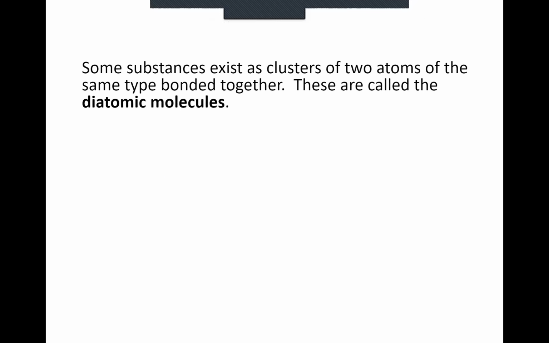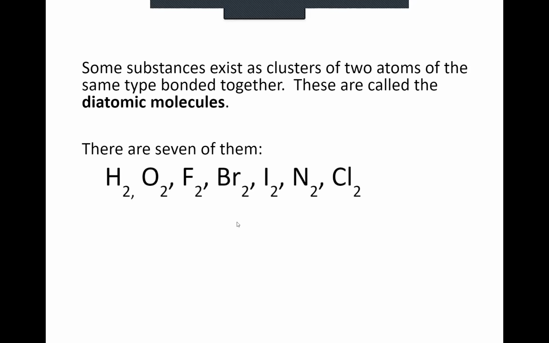There's one other thing that's important to talk about. Some substances exist as clusters of 2 atoms of the same type bonded together. We've talked about this before back in Unit 2. We call these the diatomic molecules. Any of these 7 elements, when you find them in a chemical equation, they will take a subscript 2, and you have to be able to recognize them.